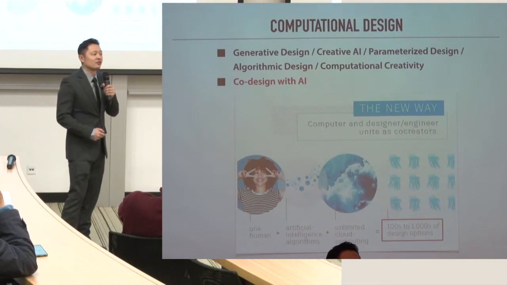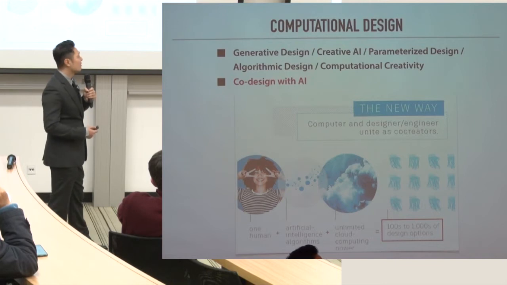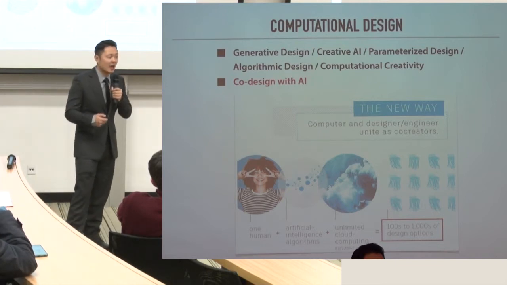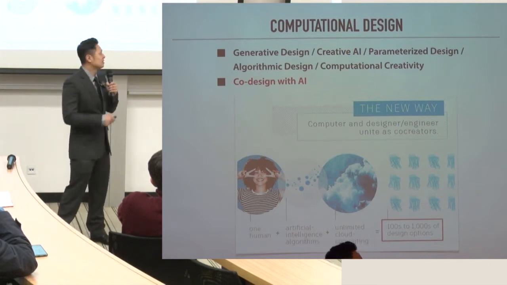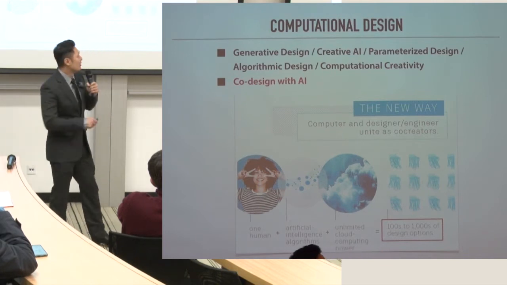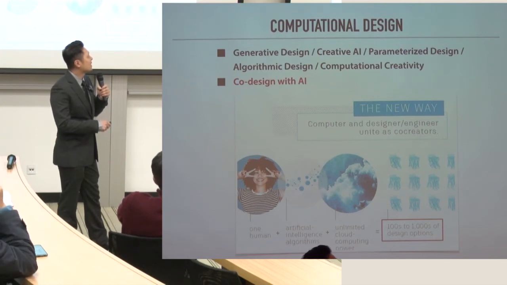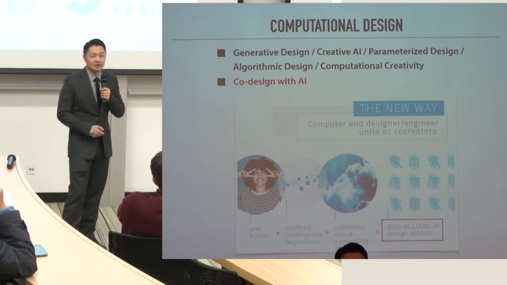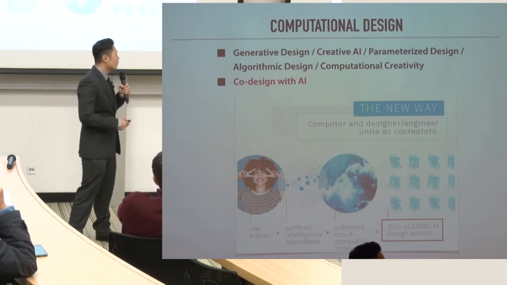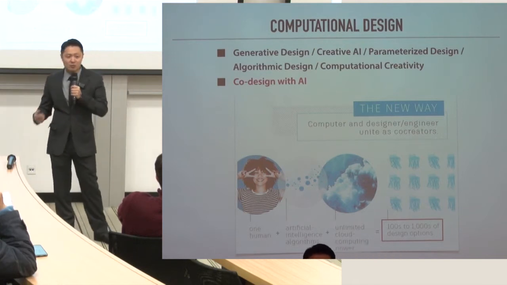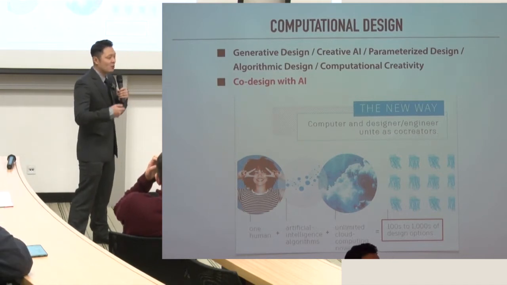So seeing all these challenges, we are thinking, with our improving computing technology and algorithms, can we research something that can help us do the design process? And this new branch of research is called computational design, or some people refer to it as generative design, creative AI, parameterized design, algorithmic design, or computational creativity. The goal here is to use artificial intelligence algorithms to help with the idea generation process, so that the human is co-designing with AI.